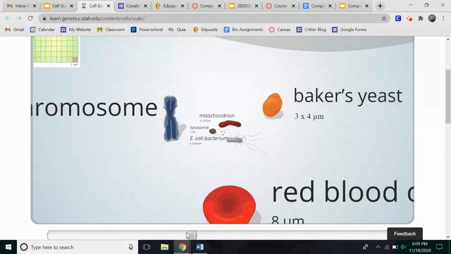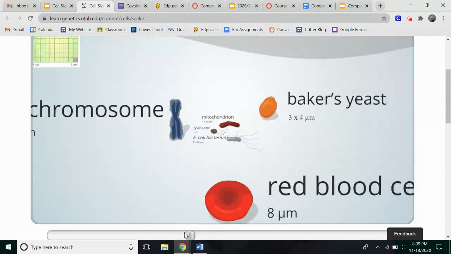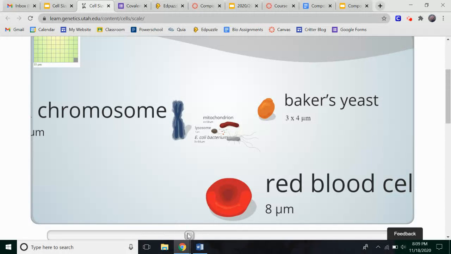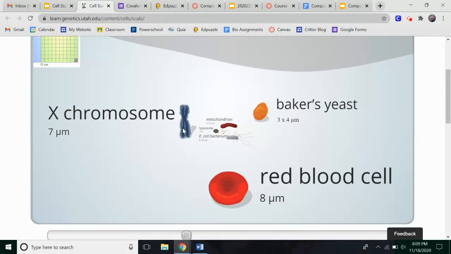This is Baker's yeast, and yeast is actually a type of fungus, or it's categorized with the fungus kingdom, and that's kind of interesting. And that yeast is about the same size as an X chromosome, and an X chromosome, which you can see there, contains some of your DNA. Everybody has X chromosomes. So males have an X and a Y, and females have two X's.